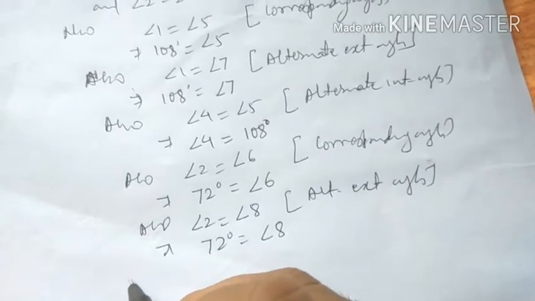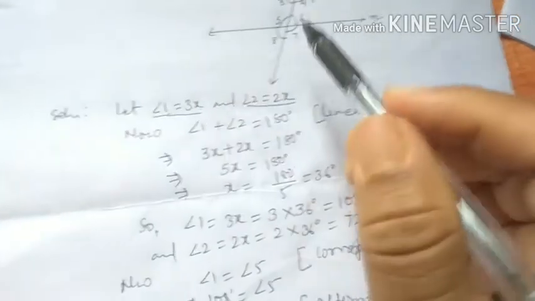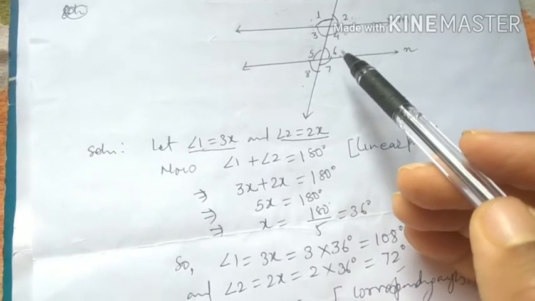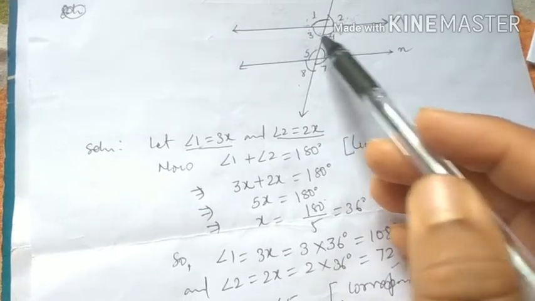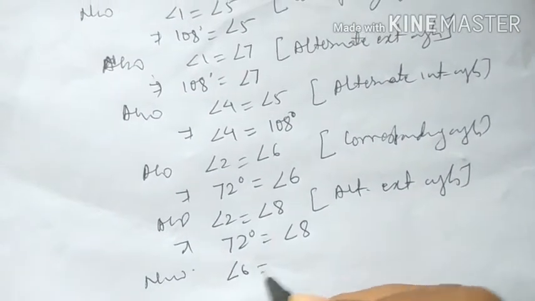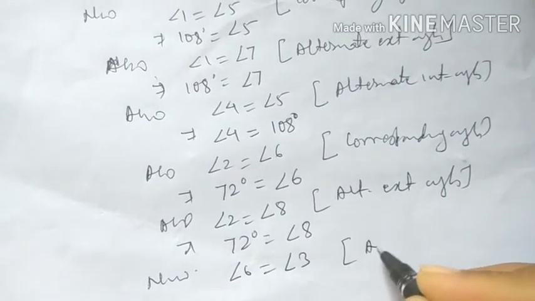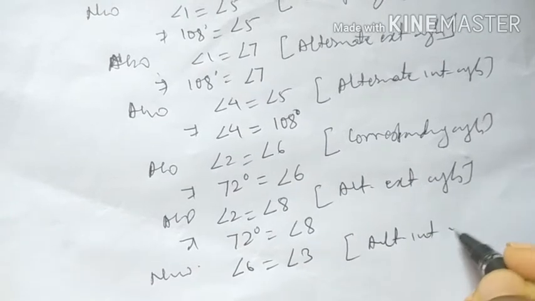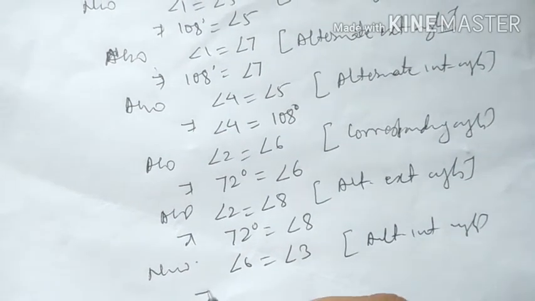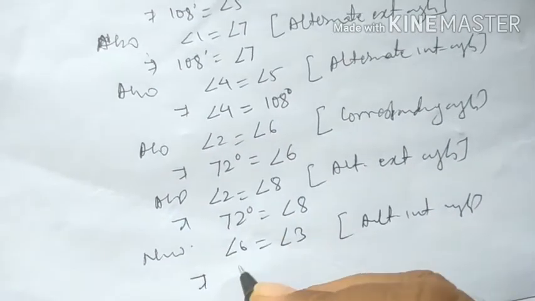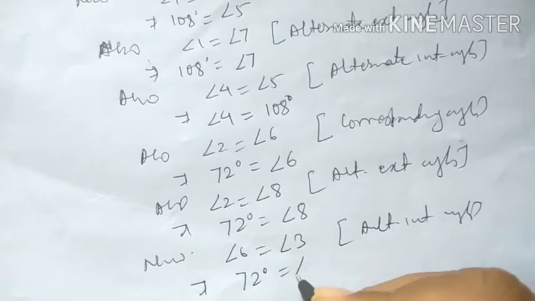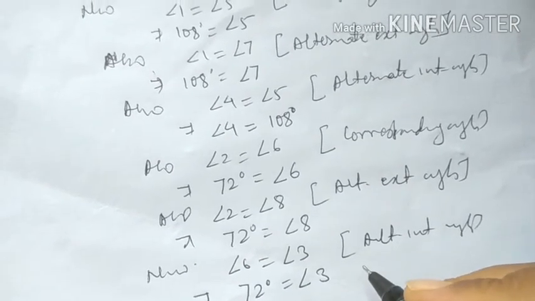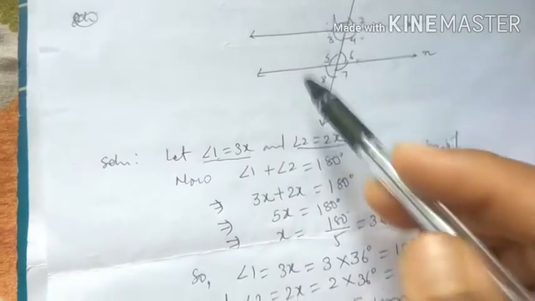Now angle 6 and angle 3 will be equal. The reason is alternate interior angles. So angle 6 is 72 degrees, so 72 degrees equals angle 3. So we have found all the angles.